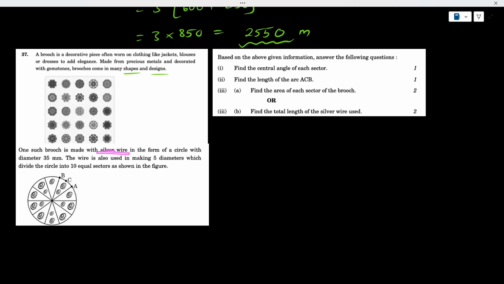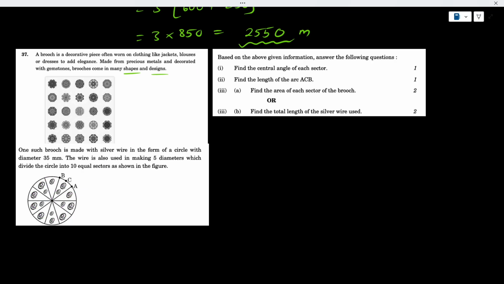Which is made by silver wire, with diameter 35. That means from here to here the length is 35. So if the diameter is 35, your radius is going to be 35 by 2 millimeter. The wire is also used to make 5 diameters. You can see 5 lines, 1, 2, 3, 4, 5, which divide the circle into 10 equal sectors. Each one, this is one sector. So 1, 2, 3, 4, 5, 6, 7, 8, 9, 10. There are such 10 sectors.